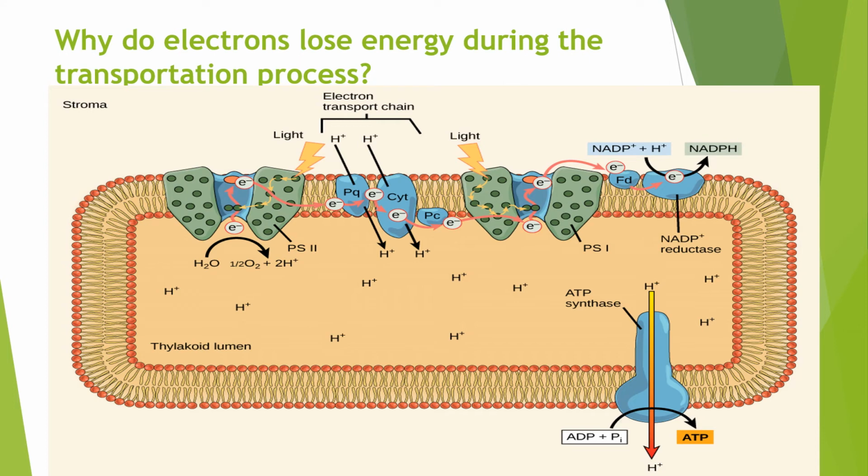Why do electrons lose energy during the transportation process? Electrons lose the energy during the transportation process because the cytochrome complex enables the transfer of protons across the thylakoid membrane. Energy from the electrons will be used in moving hydrogen ions from the stromal side of the membrane into the thylakoid lumen. These hydrogen ions from the stroma, as well as the hydrogen ions released by the splitting of water, will be used in ATP synthesis.